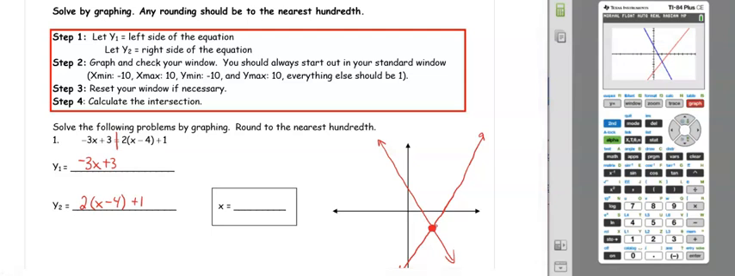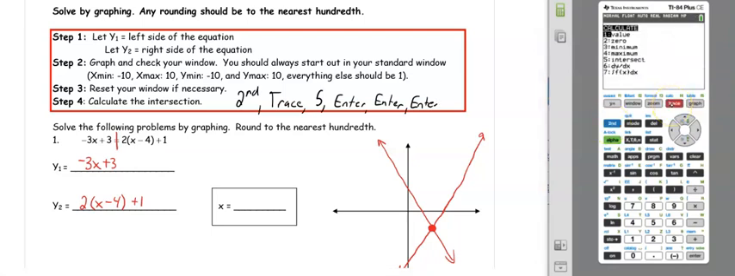In order to do that, we hit the buttons second, trace, 5, enter, enter, enter. So I'm going to hit second, trace, which is next to graph. It brings us into this menu, calculate. We want option 5. Do not arrow down to 5 and then hit enter. That will mess it up. So we want to hit the number 5. And then we hit enter 1, 2, 3 times.